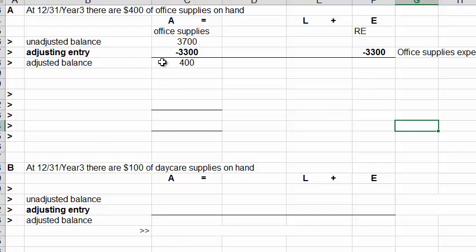So notice that the adjusting entry balances here. Reduce assets, reduce equity by $3,300. We don't have a beginning balance here in retained earnings, so we're not trying to show an entire accounting system here. All we're focused on is enough information to get us the correct adjusting entry.